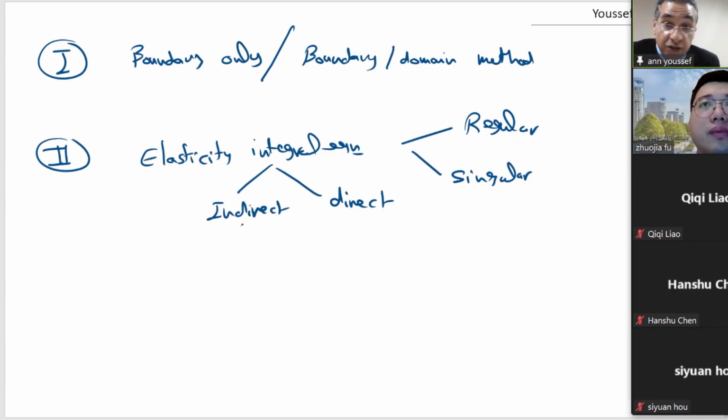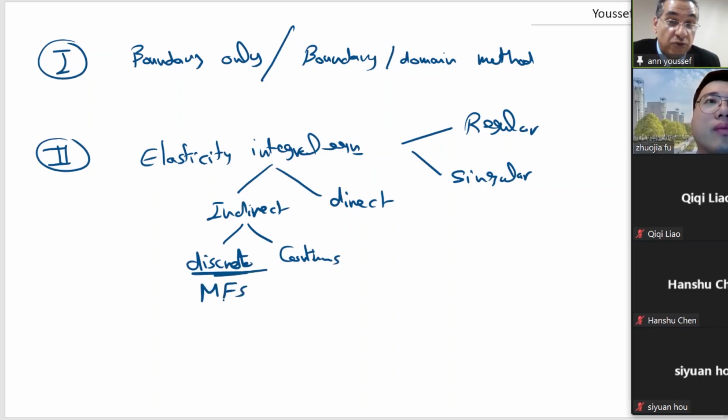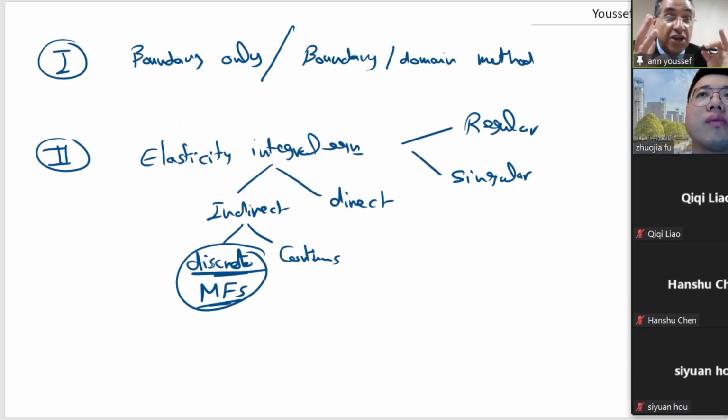In the indirect, we could have discrete or we could have continuous. The discrete version is the method of fundamental solution. So we could have a discrete version of the indirect version. In the direct version, it's very difficult to have a discrete version. Instead of computing the integrals on the boundary, you can compute them on boundary points. The first person who did this is Subrata Mukherjee, with what is called the boundary node method.